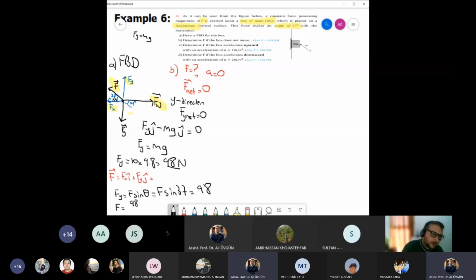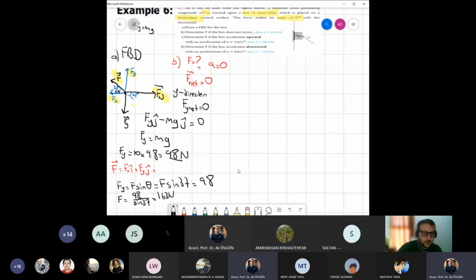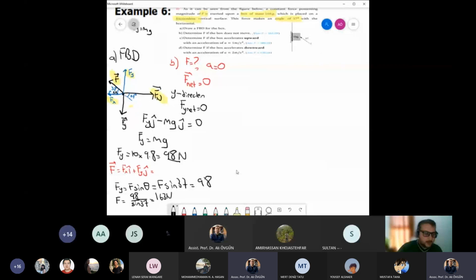So F is equal to 98 over sine 37. If you divide it, you can find that it is equal to 163 Newton. So this is the answer for part B. So we found what is the force F if the object is not moved. And now part C.